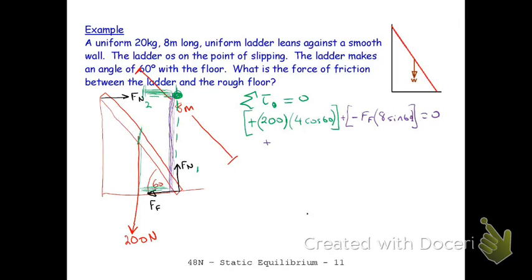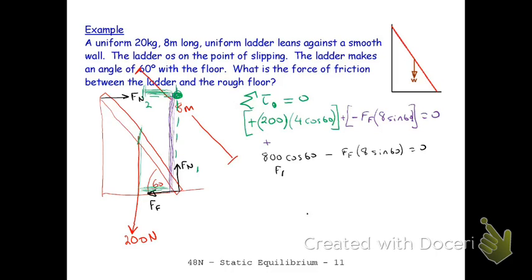equals 0. Oh, I just put it to the side. I thought I was going to put it underneath. So anyway, then we say, well, that's going to be 800 cosine 60 minus FF times 8 sine 60 is equal to 0.